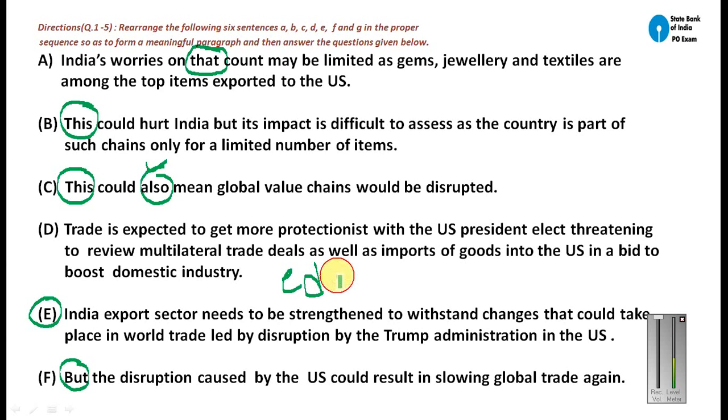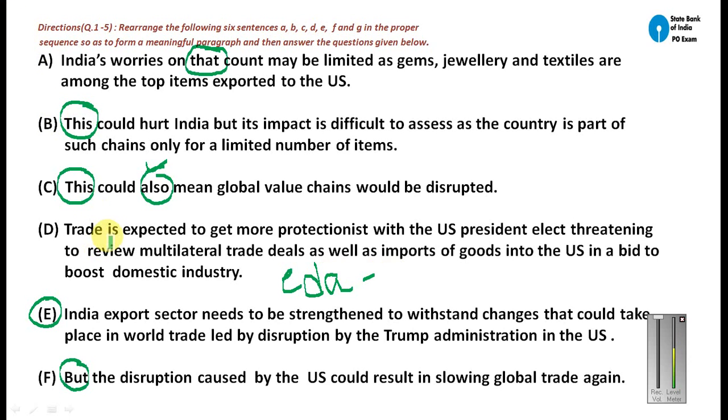So A will become your next sentence. Okay, now after this, what will you put? India's worries on that count may be limited, as gems, jewelry and textile are among the top items exported to the US.